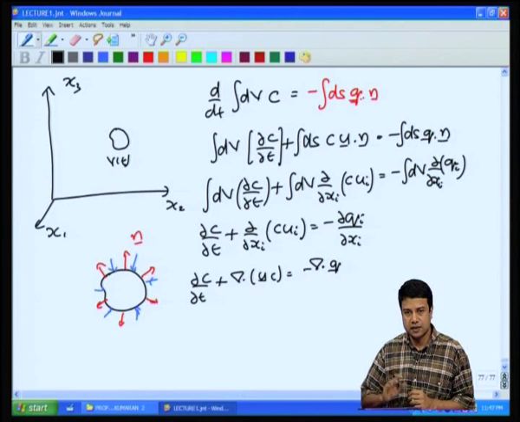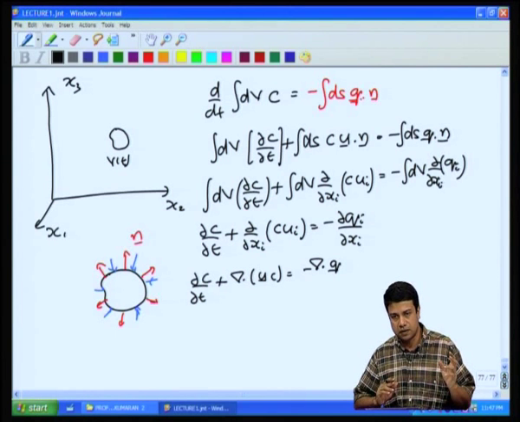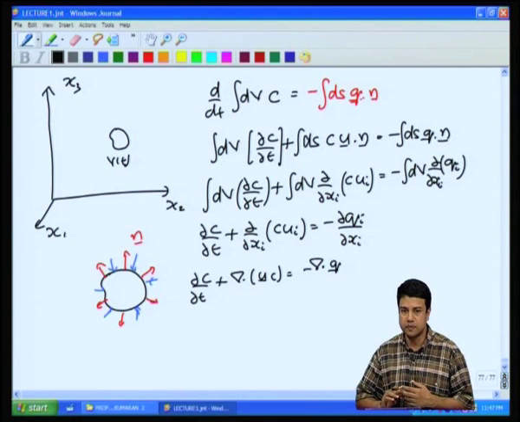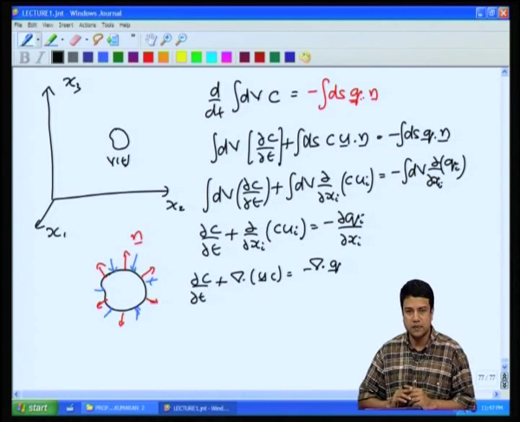Recall, we got exactly the same expression by doing our differential balances over volumes in the fundamentals of transport processes 1. There we did differential balances over cubic volumes, spherical volumes, cylindrical volumes. In this case, we get the exact same expression without reference to any underlying coordinate system.